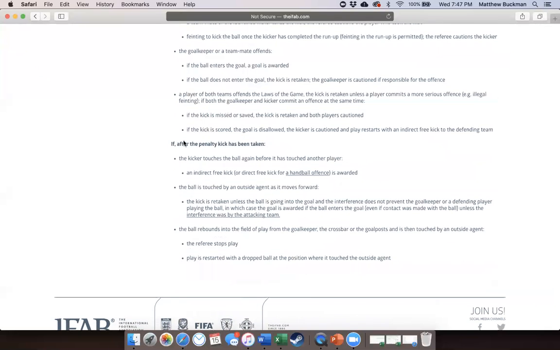And then a few things here. If after the penalty kick has been taken, the kicker touches the ball again before it has touched another player, we give an indirect free kick. If it's a handball, meaning they touch it with their hand, of course, it would be a direct free kick. But if they touch the ball a second time before it has touched another player, we give an indirect free kick.